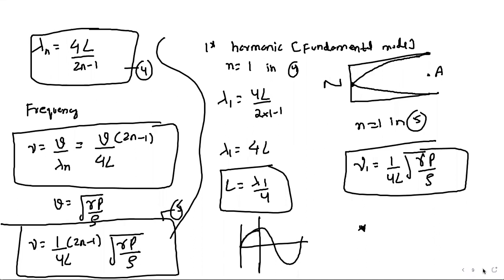There is one difference in sound generated from an open organ pipe and a closed organ pipe, and that difference is that in an open organ pipe, all harmonics are present. Like first harmonic, second harmonic, third harmonic, all harmonics are present in an open organ pipe.